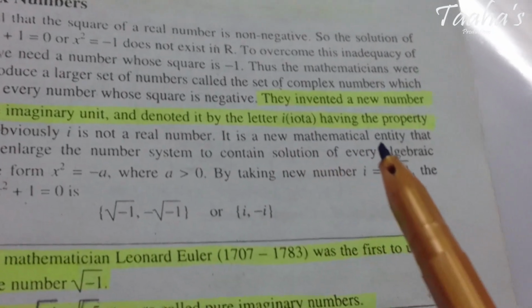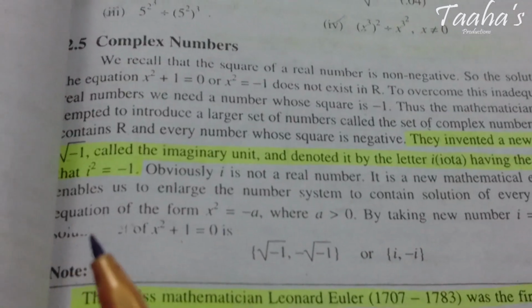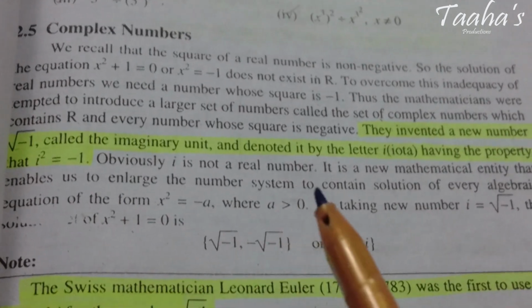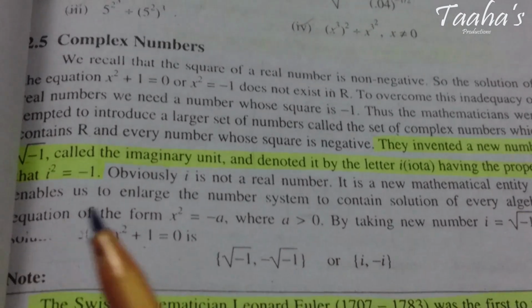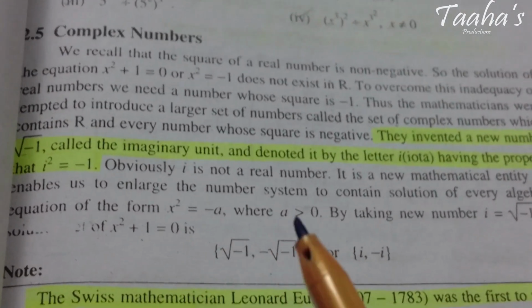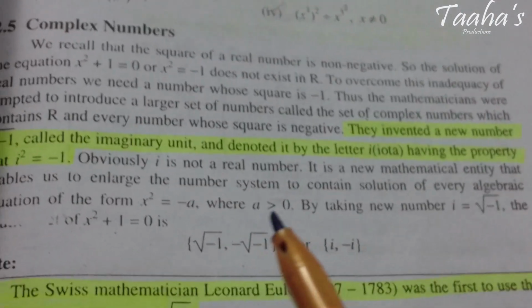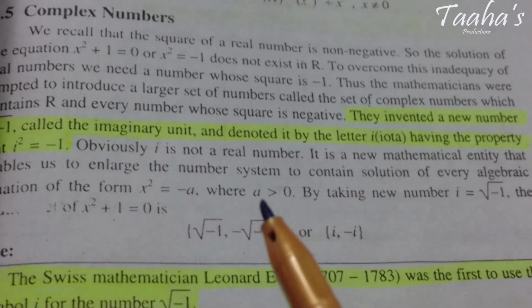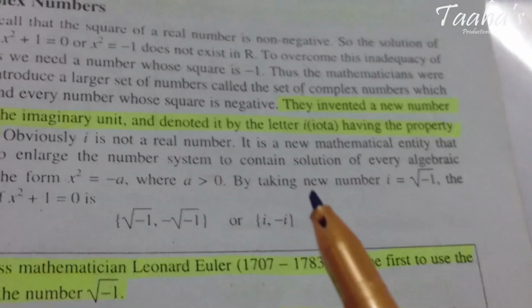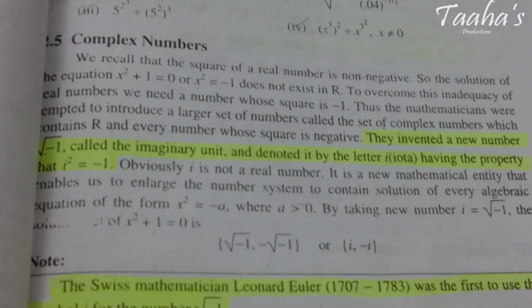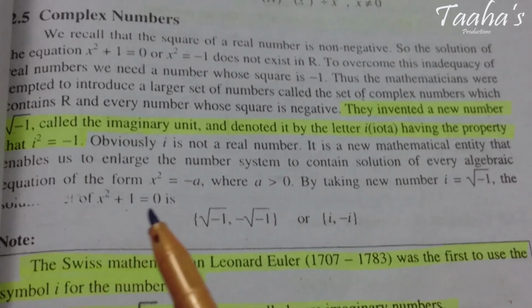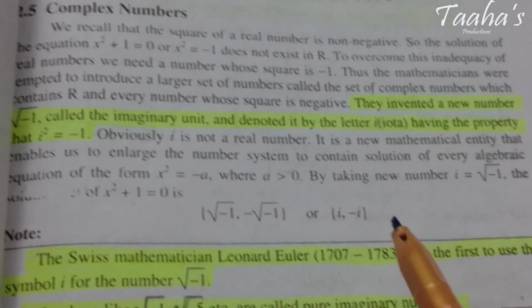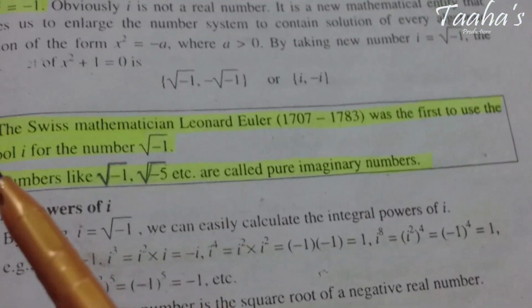It is a new mathematical entity that enables us to enlarge the number system to contain the solution of every algebraic equation of the form x square equals minus a, where a is greater than 0. You know, this a is a real number greater than 0. By taking the new number, square root of minus 1, the solution of x square plus 1 equals 0 is this one. Note, this is a very important note, girls.